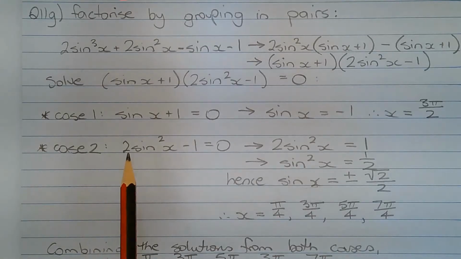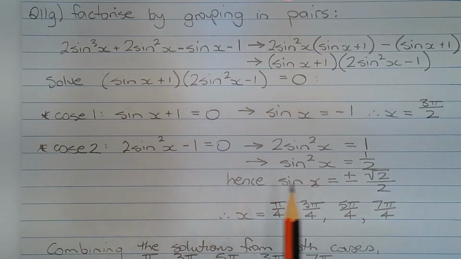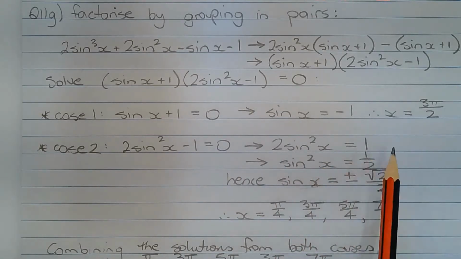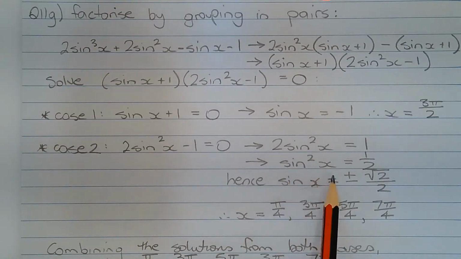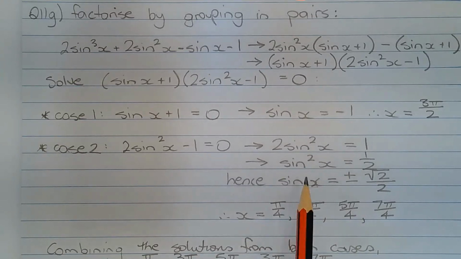And for case 2, we have 2 sine squared x minus 1 equals 0. Adding 1 to both sides, we get 2 sine squared x equals 1. And dividing both sides by 2, we get sine squared x equals half. And then taking the square root of both sides, we get sine x is equal to plus or minus the square root of 2 over 2, or plus or minus 1 over the square root of 2.